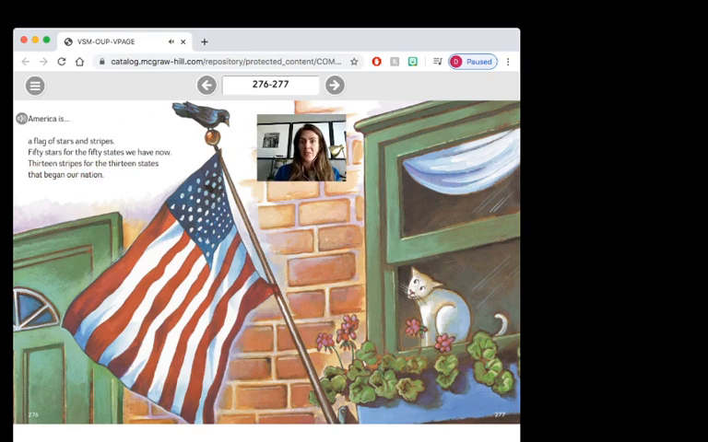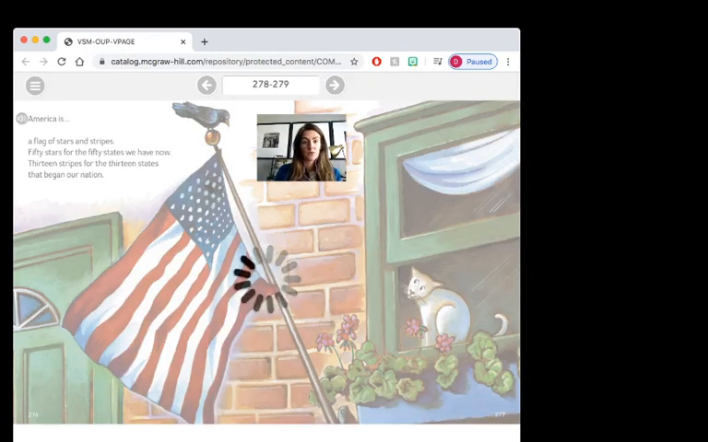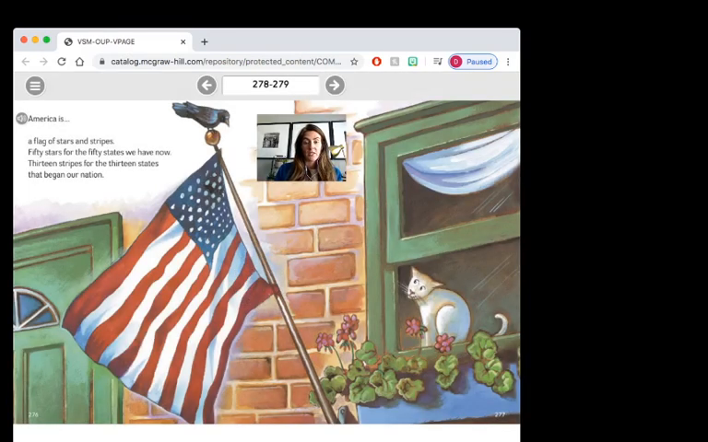Nice. We just talked about that on the previous page, and last week a lot of you drew me and I got to see a picture of the flags that you drew, and you included those 50 stars for our 50 states and the 13 stripes for the 13 original states that began our nation. Turn the page again.